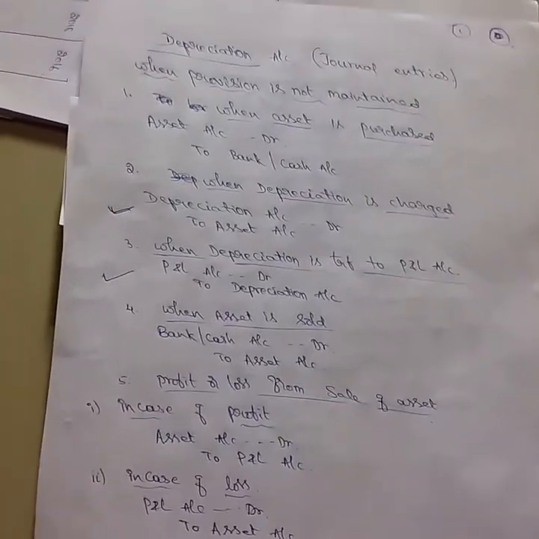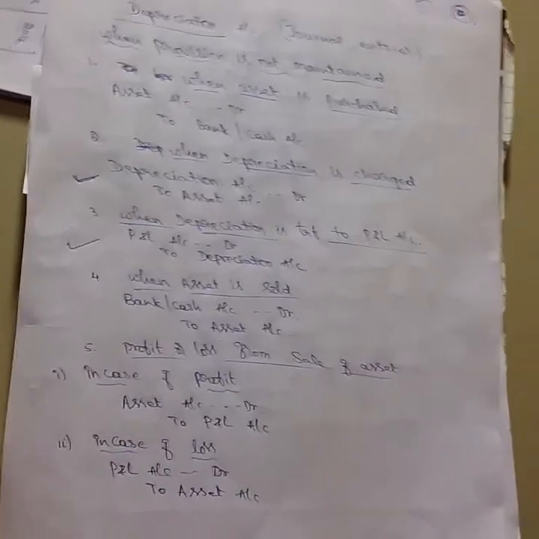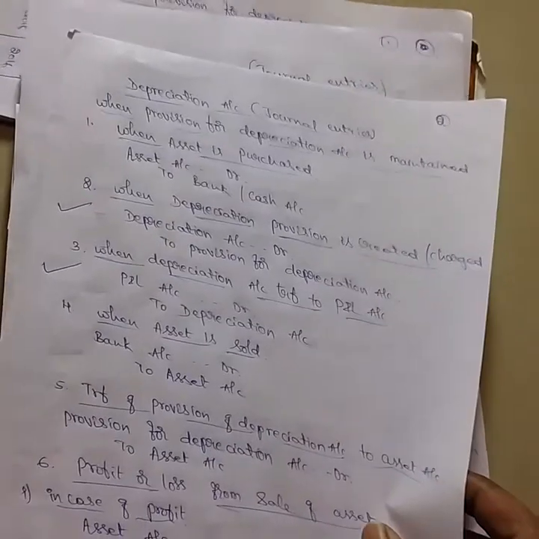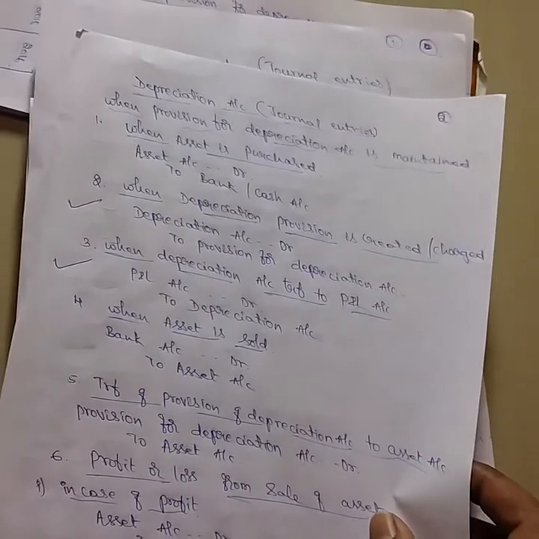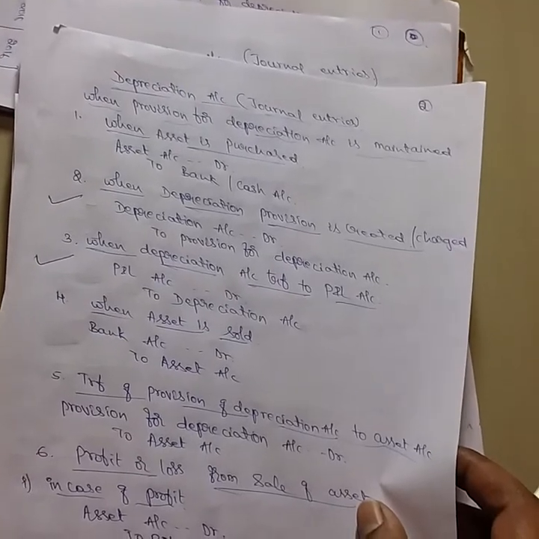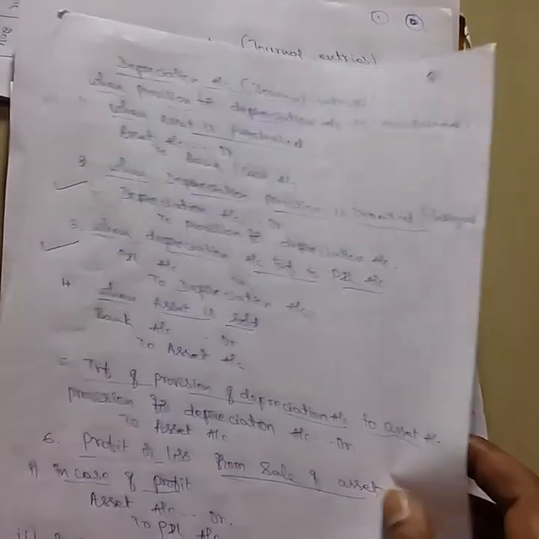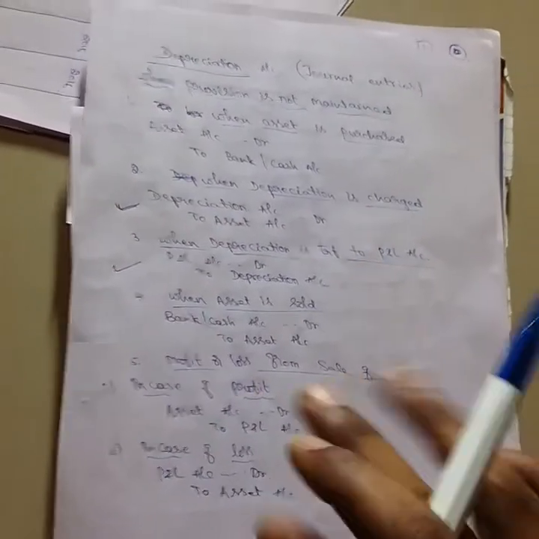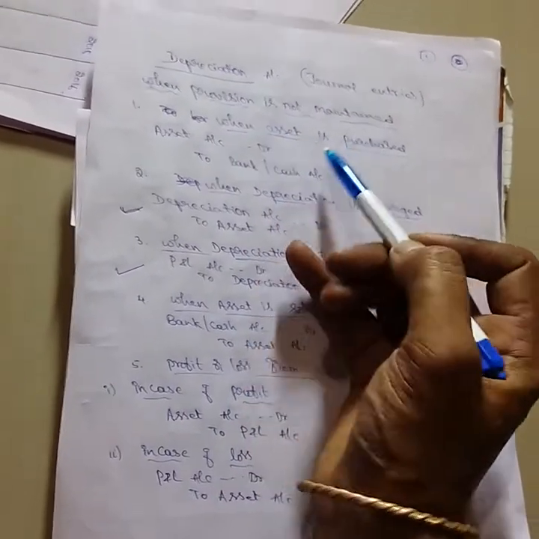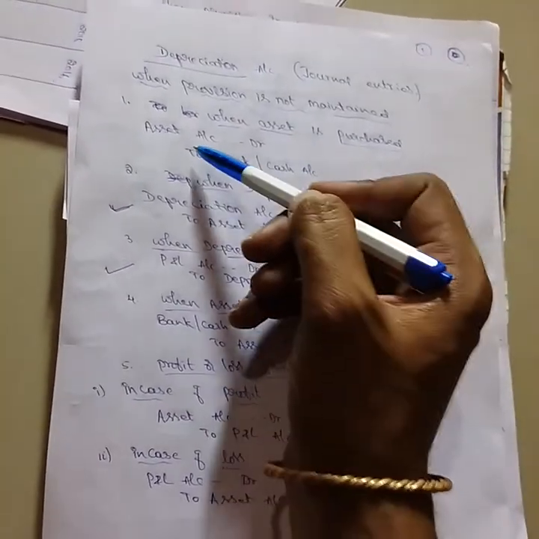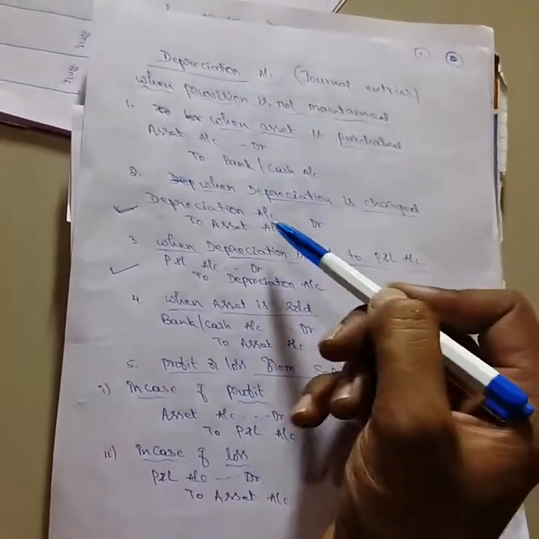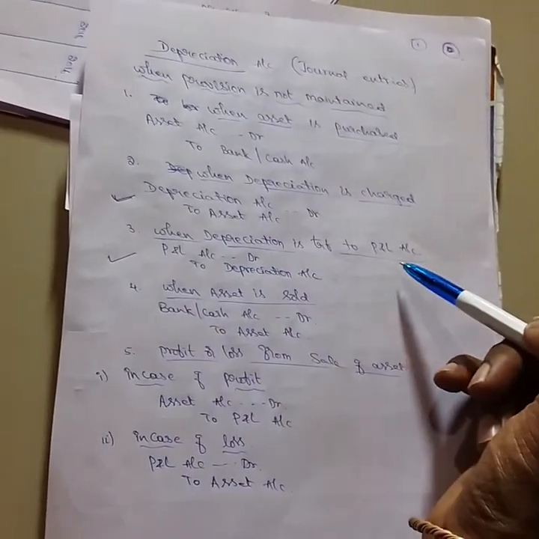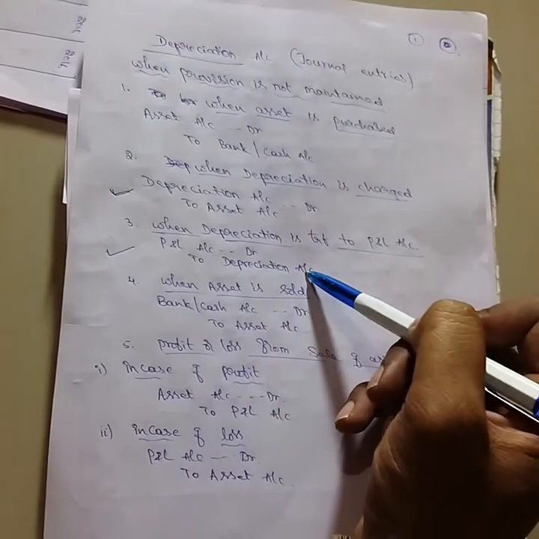As I told, there are two types of depreciation account: when provision is not maintained and when provision is maintained. When provision is not maintained, depreciation journal entries will differ, and when provision for depreciation account is maintained, journal entries will differ, and the method is not the same. In the first method, when provision for depreciation is not maintained, the journal entries are: when an asset is purchased, asset account debit to cash or bank. When depreciation is charged, depreciation account debit to asset account. When depreciation is transferred to the profit and loss account, profit and loss account debit to depreciation account.